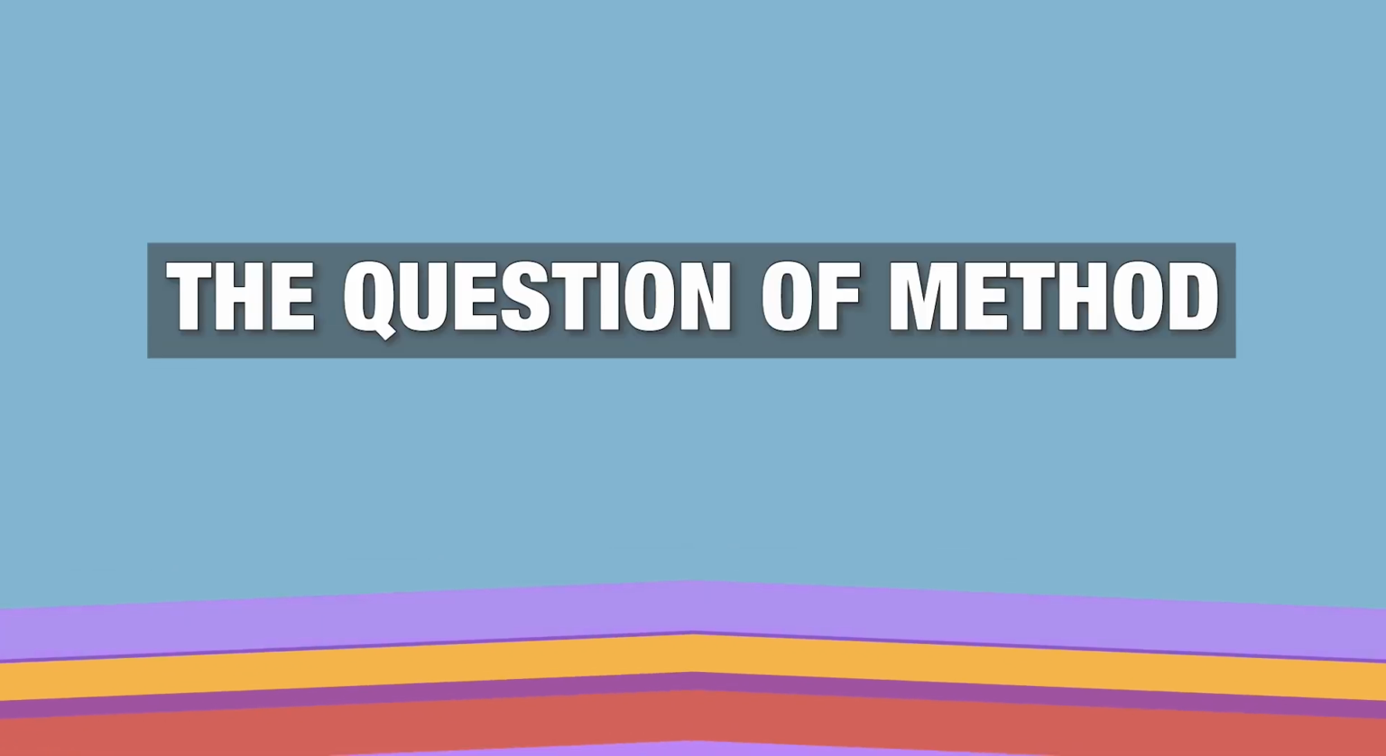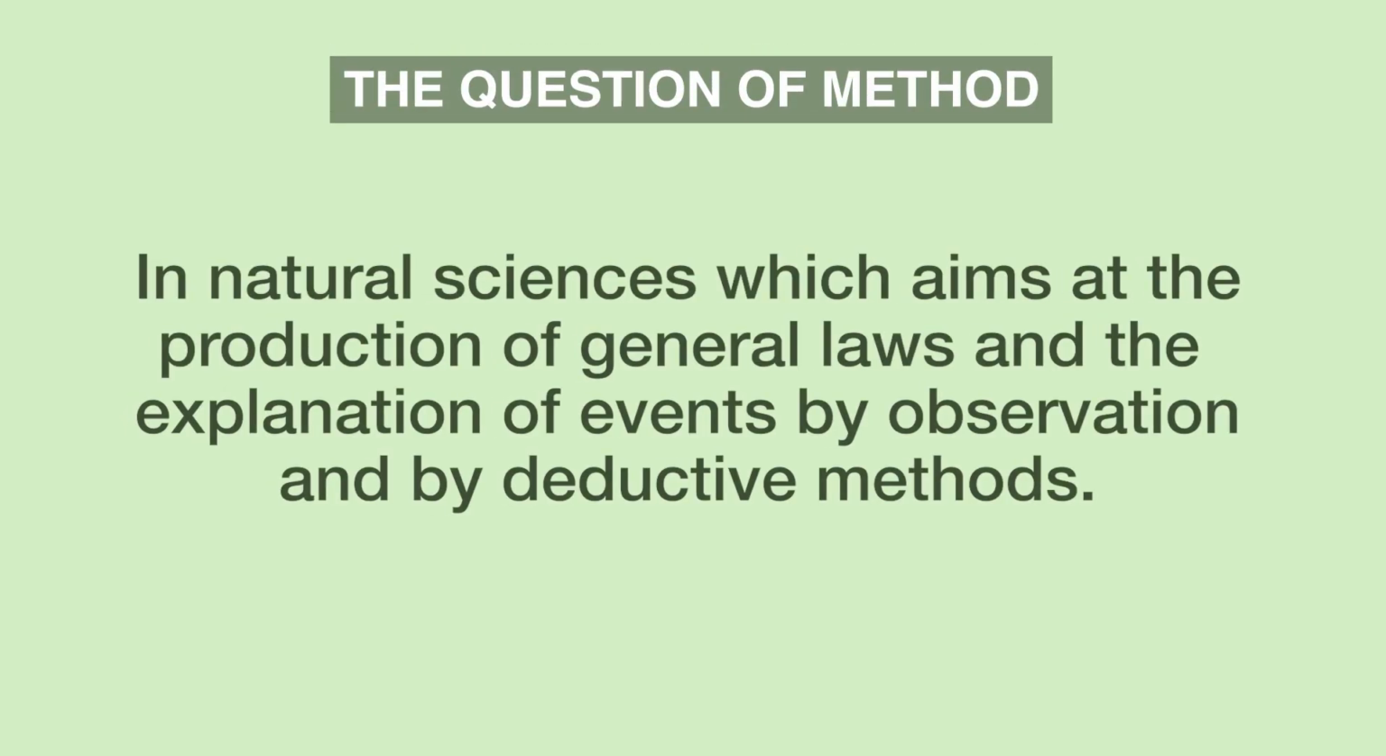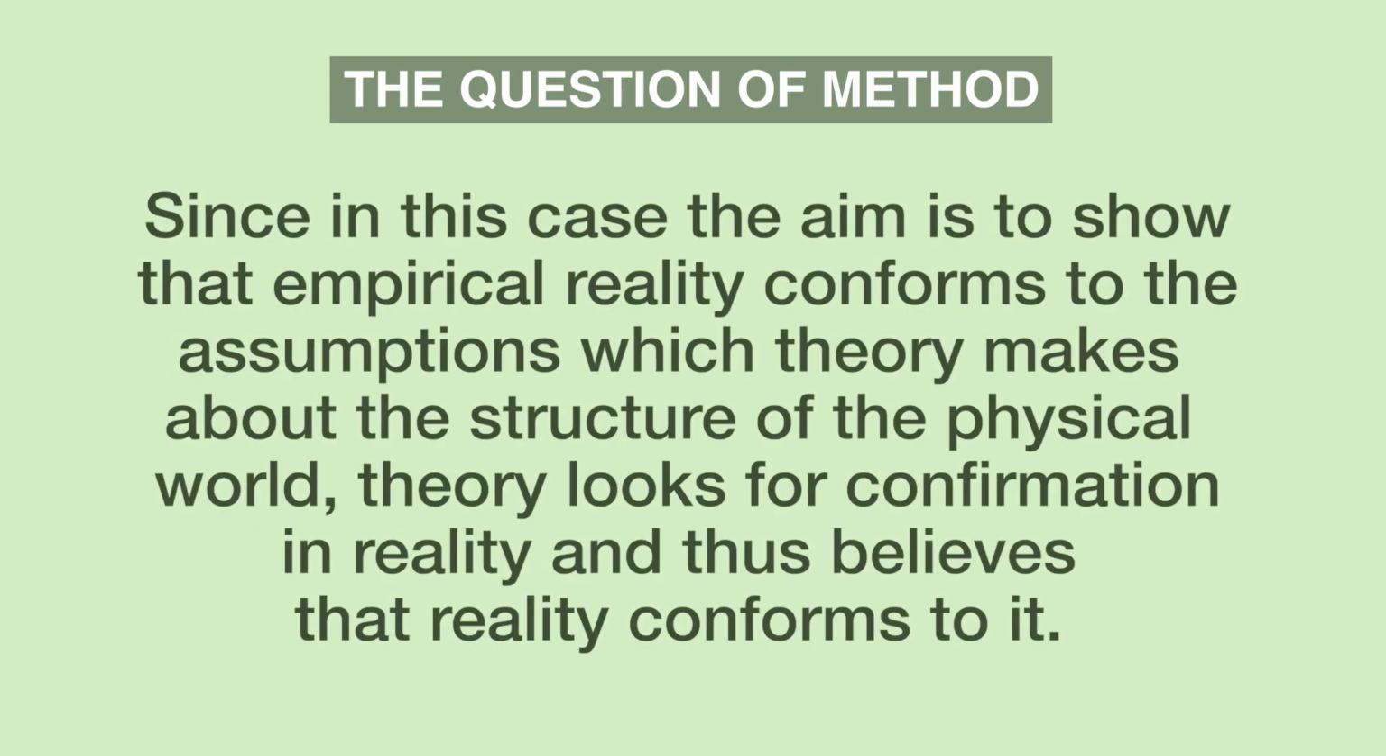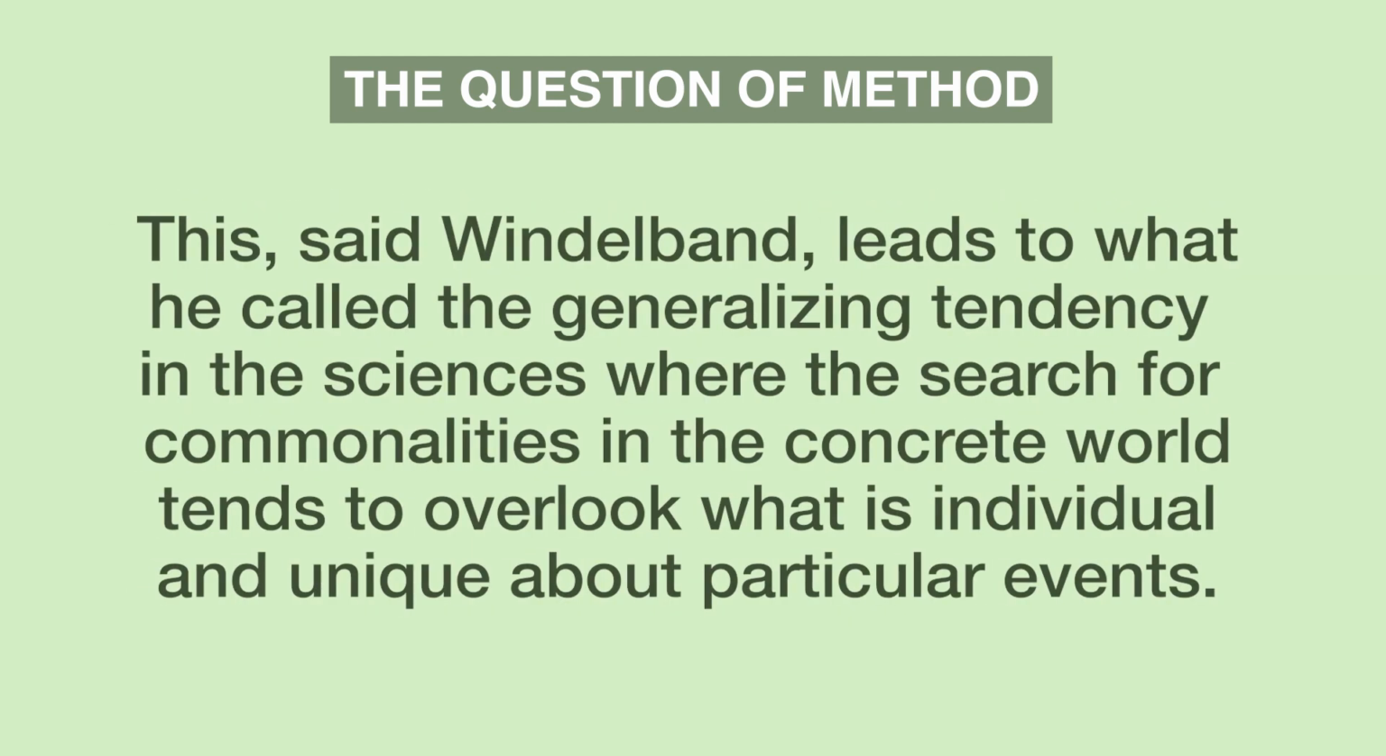In the natural sciences, we go for the production of general laws and the explanation of events by observation and by deductive methods. Since in this case, the aim is to show that empirical reality conforms to the assumptions which theory makes about the structure of the physical world. Theory looks for confirmation of reality, and this believes that reality conforms to it. So there's always a generalizing tendency. When you go for natural sciences, see, what you do is you propose a theory. You make a hypothesis about a theory. Then you go to the field to match the presumption with the reality.